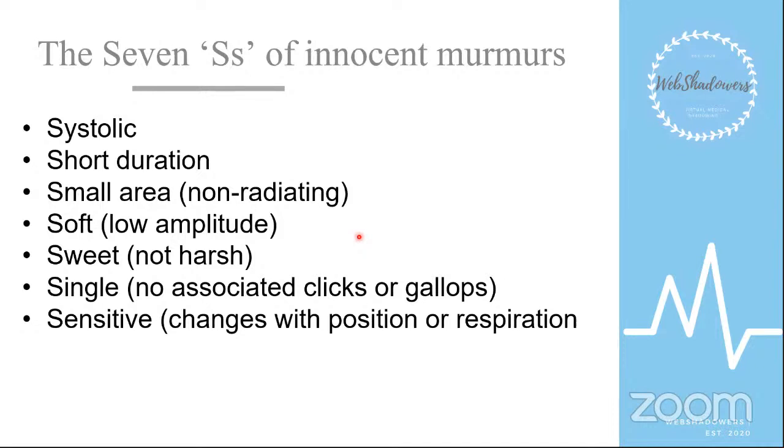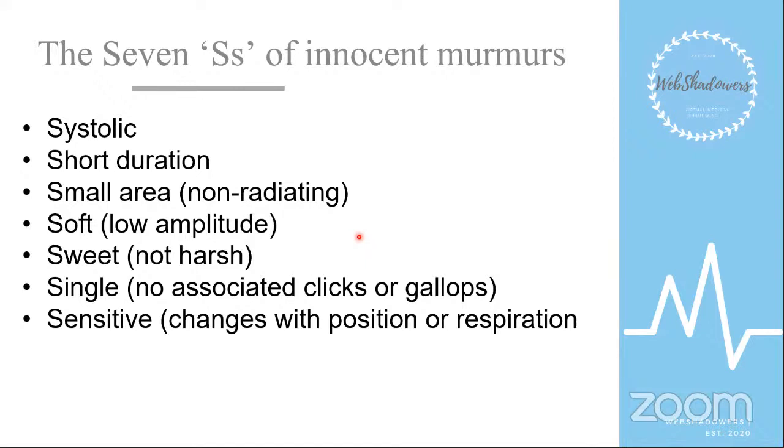And then one more thing they put in the article, I actually don't really use this in my personal practice, but for someone, if you're curious, the 7 S's of innocent murmurs. So any of these things should help reassure you that the murmur you're hearing is probably something normal. So again, systolic murmurs are usually not a problem. If it's a short murmur as opposed to holosystolic, like we talked about last time, holosystolic being the entire cycle. If it's a small area, meaning that you hear it in one part of the chest and not others. If it's a low amplitude.